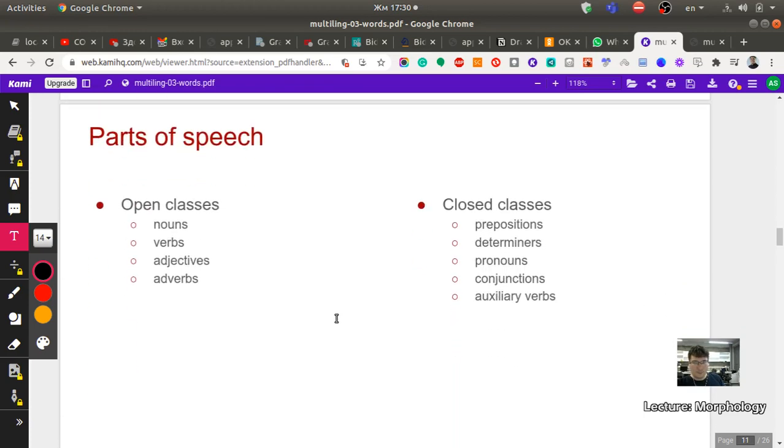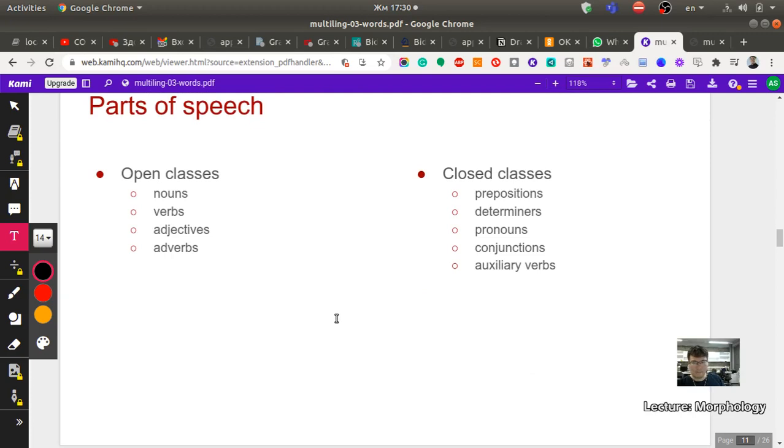Syntactic definition. Part of speech. So we know the word classes: nouns, verbs, adjectives, adverbs. These are called open classes because there may be many variants, and we can create new variants. And also we have closed classes. They are closed, meaning that they have a specified set of members. So these are prepositions, determiners, pronouns.